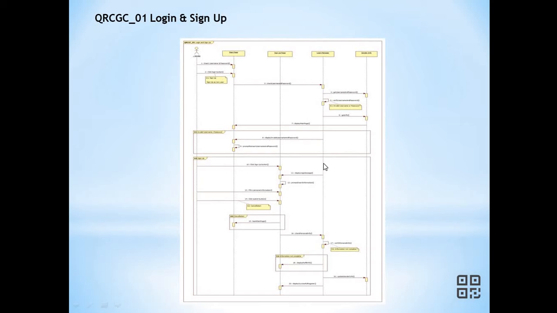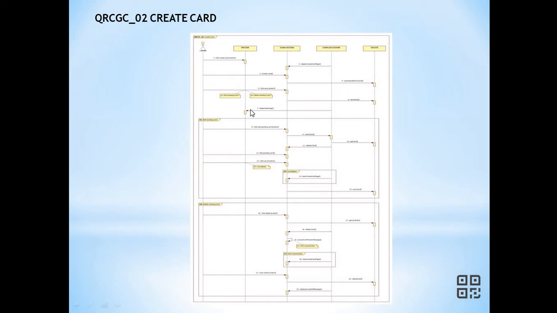I'm sorry, it's not clear here. And this one for alternative, this one for exception. Exception is like the user inserting an invalid password or username, so this one will occur. And this one for alternative, which is if a new member wants to join, they can click sign up. We go to the quick card.